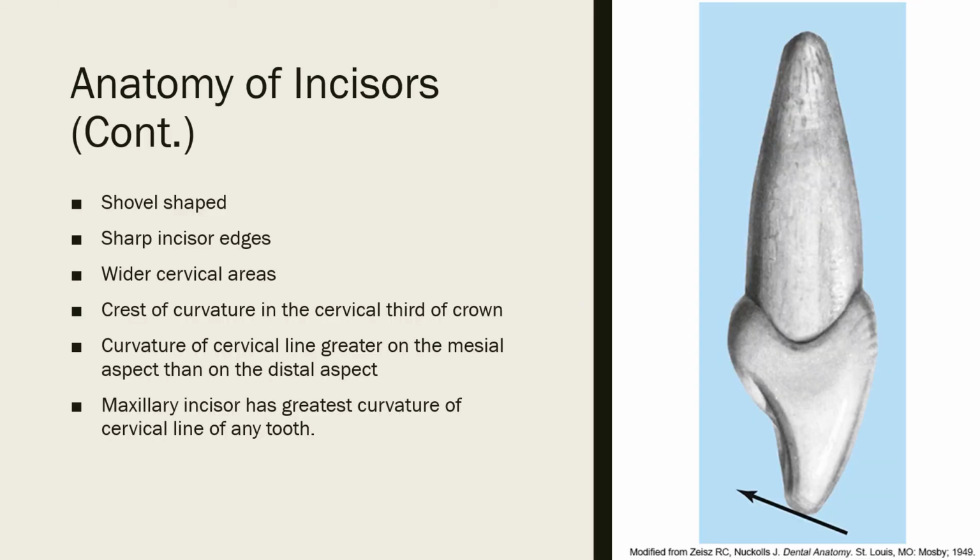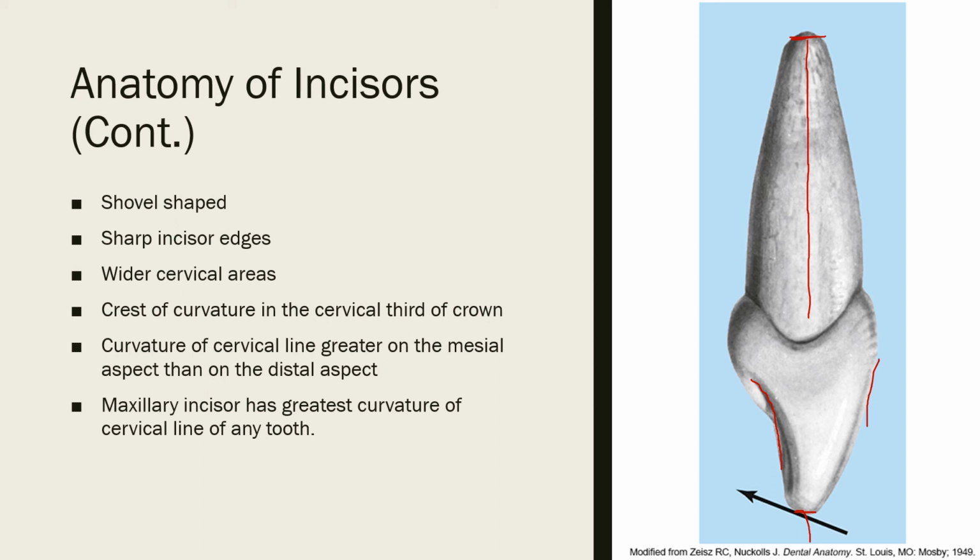Incisors are shovel shaped. So if you look at this tooth, here would be where your handle is, and then this would be the arm of the shovel, right? This would be the back of the shovel, and then here's our shovel, and that's to help shovel food back. They also have very sharp incisal edges. Remember, these teeth are designed to cut, so they cut the food and they shovel it back into the mouth.